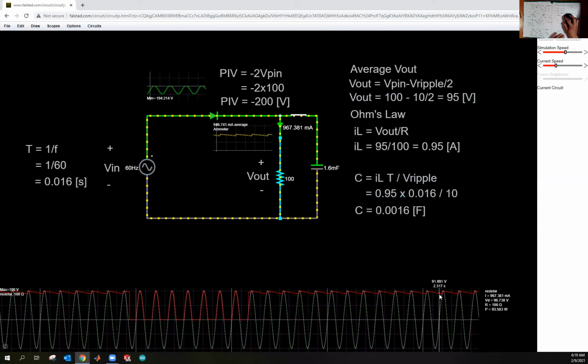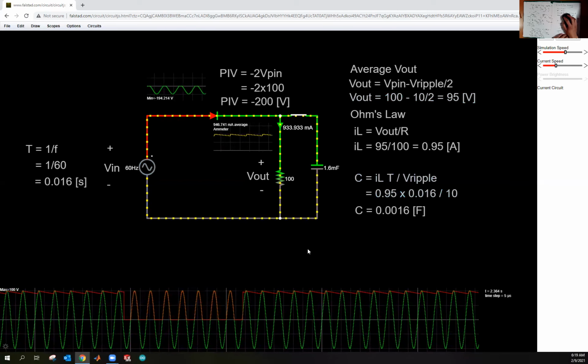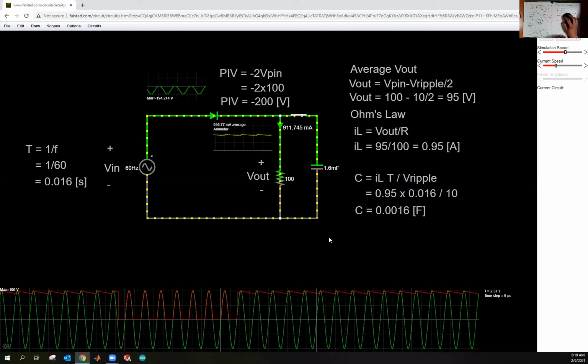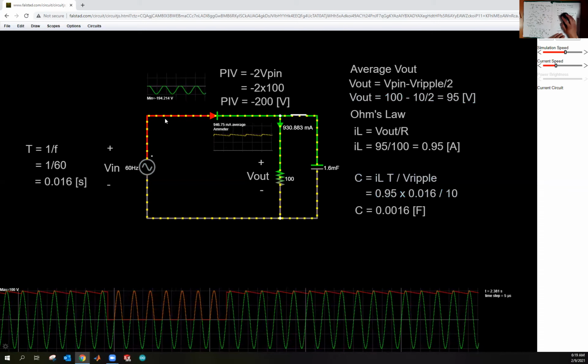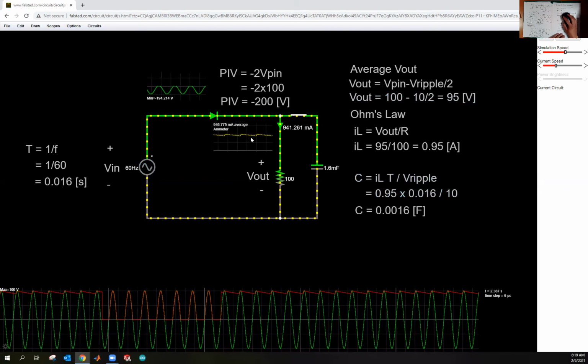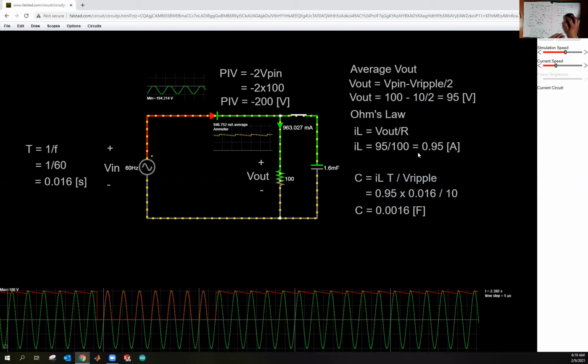Okay. So I hope this simple half-wave example highlights a nice practical behavior of diodes, and how you would choose a correct diode and a capacitor to smooth it out with a desired ripple voltage.